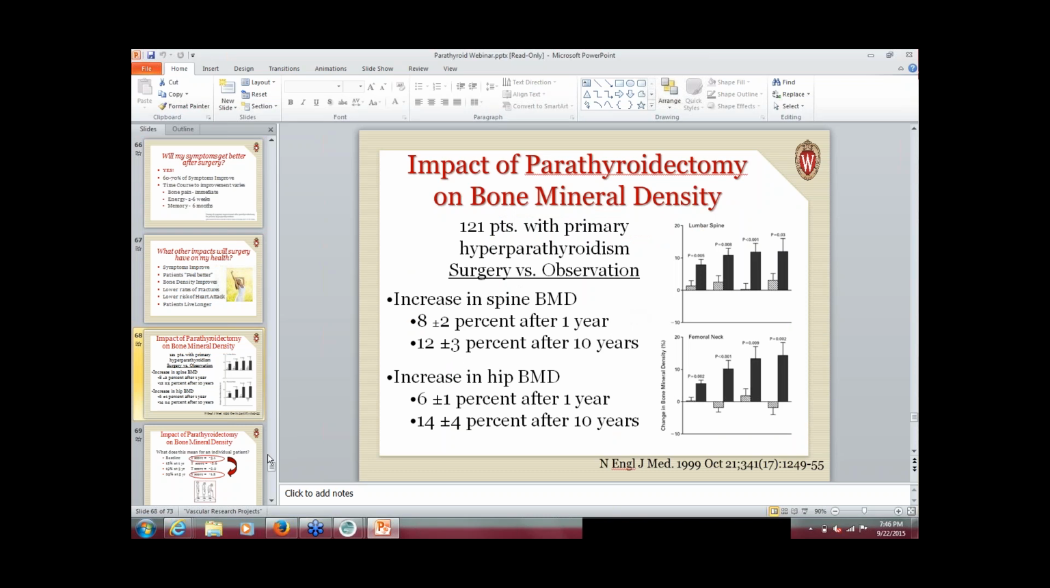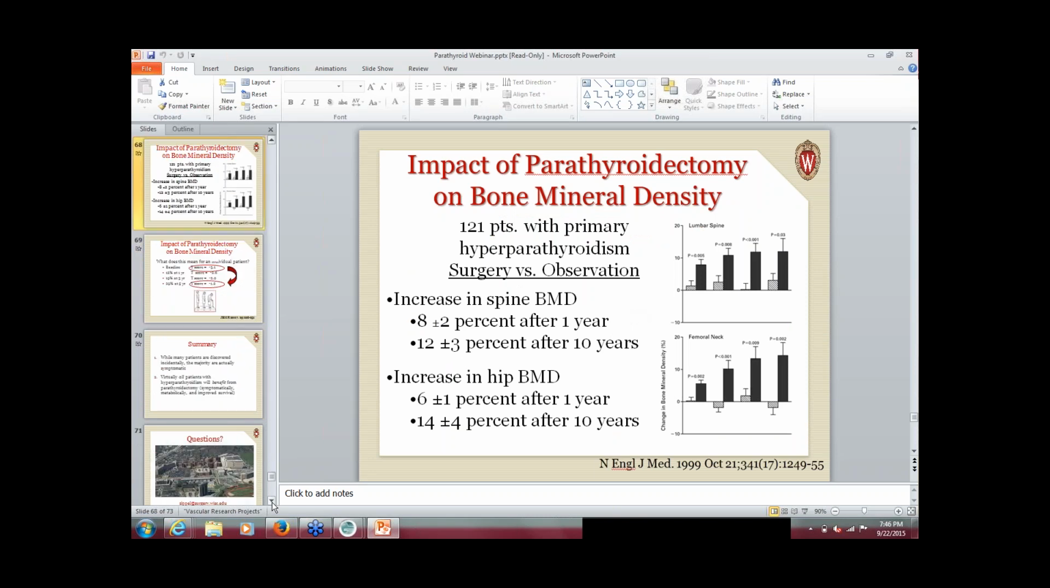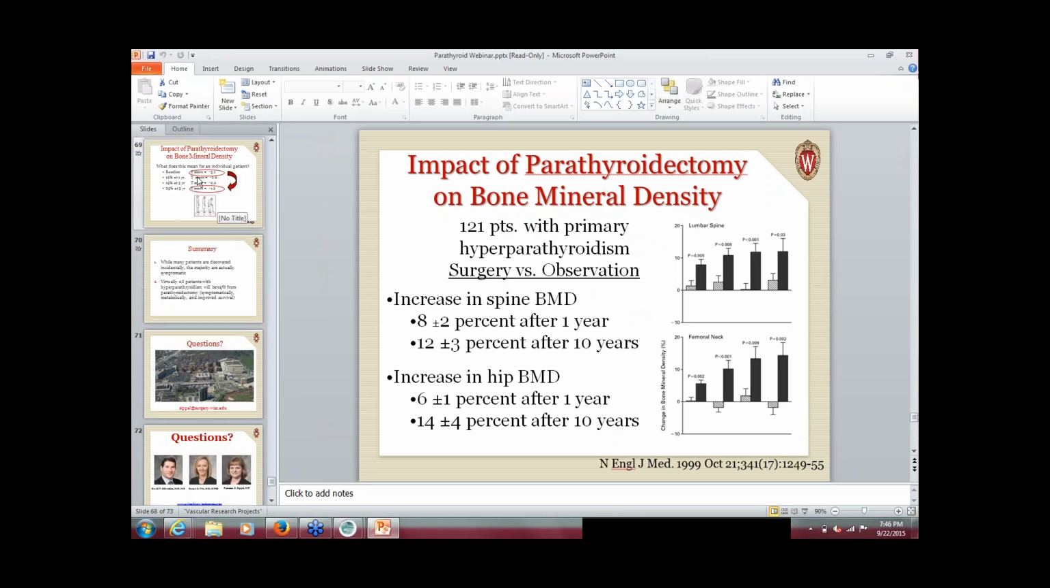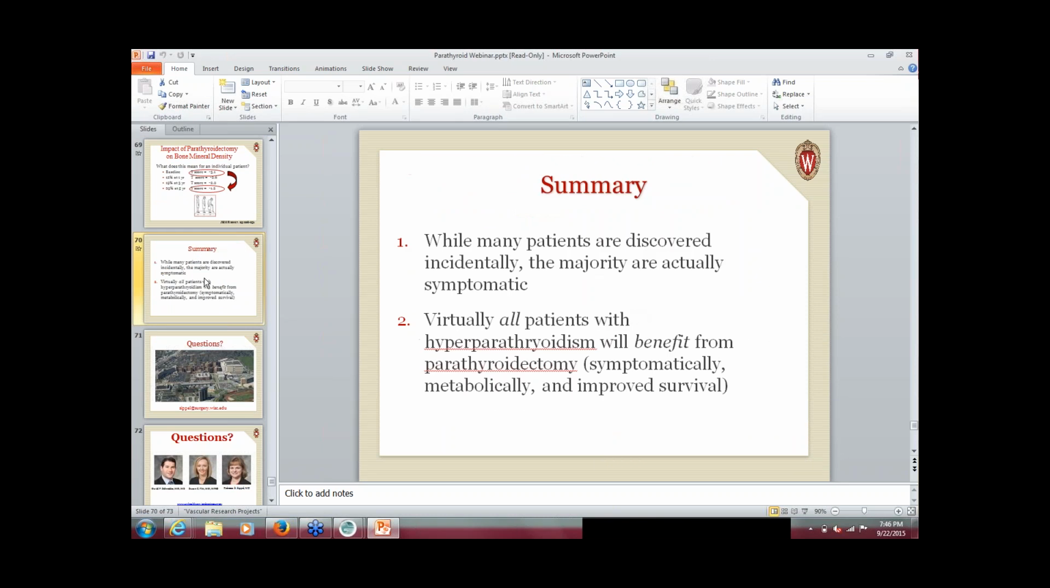I want to make sure that we save some time for questions, so I'm just going to skip over a couple of these other slides that talk about bone density. I think that while many patients are discovered incidentally, the majority are actually quite symptomatic, and virtually all patients with hyperparathyroidism will benefit from parathyroidectomy, whether that be symptomatically, metabolically, or just improved survival.